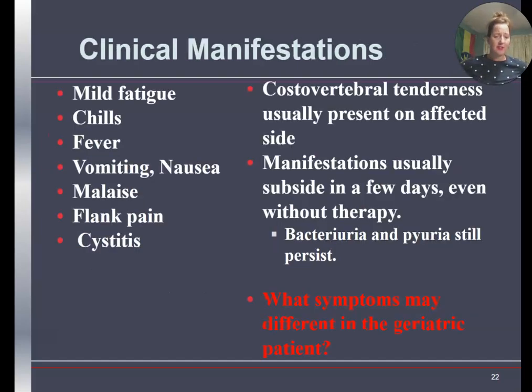Clinical manifestations of these higher-up and lower-down infections include mild fatigue, chills, and fever. You also have nausea and vomiting for some patients, and just malaise, not feeling good. Flank pain is very important to know about. And then, as you know, cystitis is a UTI, so we're really talking about pyelonephritis and maybe all the little things that led to the pyelonephritis. The costovertebral tenderness is very important.